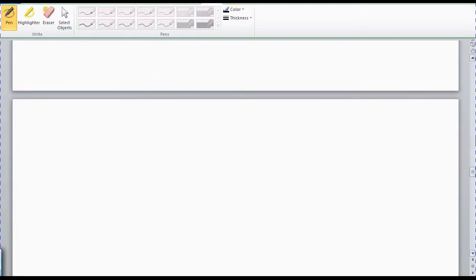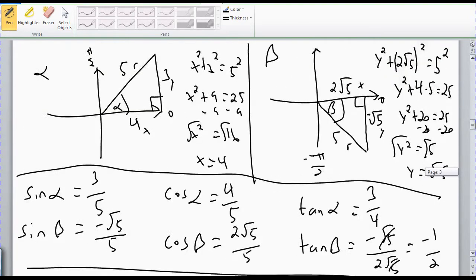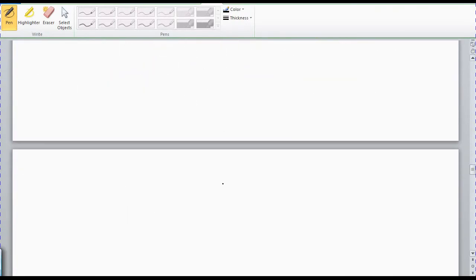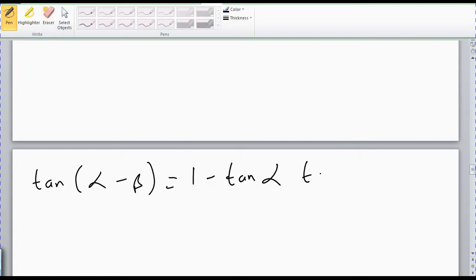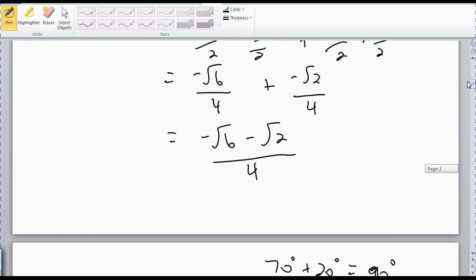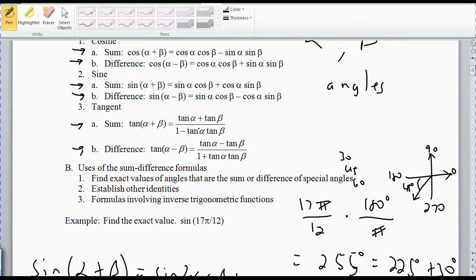We have another one. One more. And that was tangent alpha minus beta. This is one I'm not for sure if I know it, but I think it's 1 minus tangent alpha tangent beta over, I think 1 plus, but we'll see. Nope, I was wrong. I'm always wrong. Tangent alpha minus tangent beta over 1 plus.